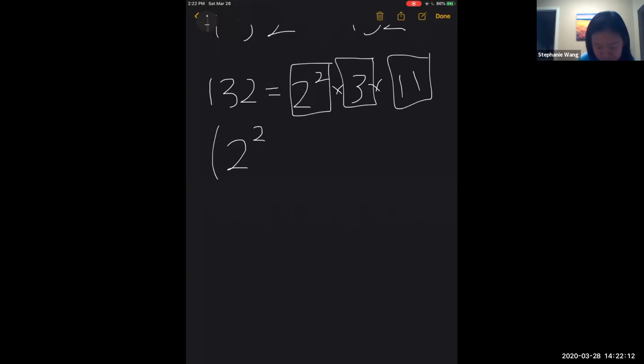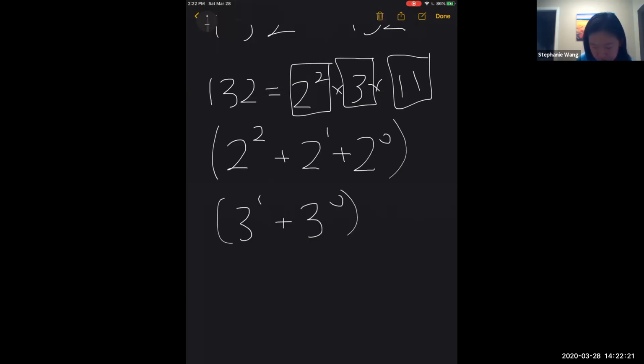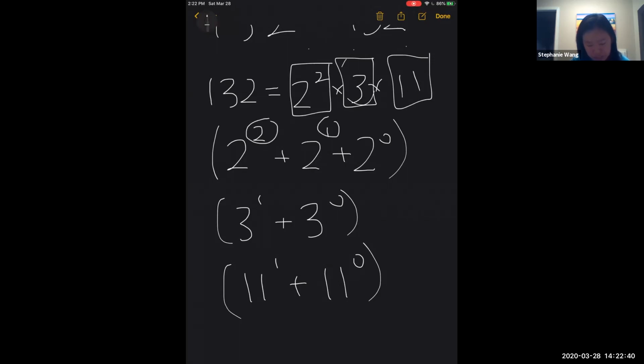So you take 2 squared, and then you add 2 to the power of 1, then you add 2 to the power of 0, and then you multiply this by 3 to the power of 1 plus 3 to the power of 0, and then you multiply that by 11 to the power of 1 plus 11 to the power of 0. Then you multiply all of these together, and you get the sum. So basically, for some number, you just take each one of these factors, and then you keep adding, decreasing one exponent each time, and multiply all of the sums together. And that's basically how you find the sum.